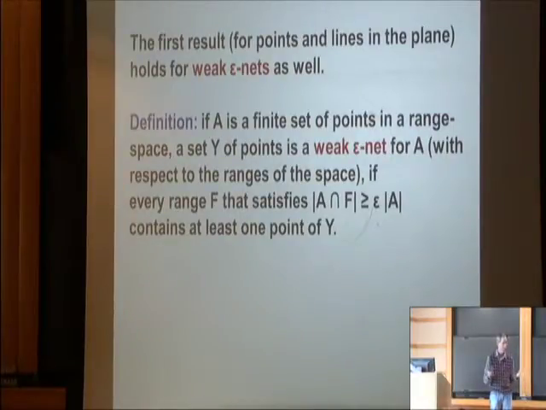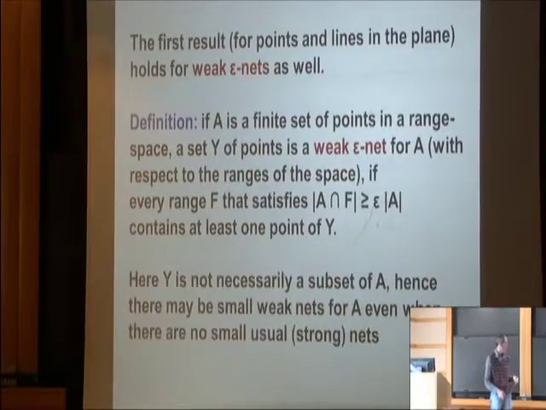It can be some other points of the range space. Okay? We'll see that sometimes this is useful, so I think I wrote it here. So Y is not necessarily a subset of A, and therefore there may be small weak nets for A even when there are no strong nets. And I'll tell you some examples where this happens. So it's easier to get weak epsilon nets, and therefore it's harder to prove lower bounds for them. We have more flexibility.